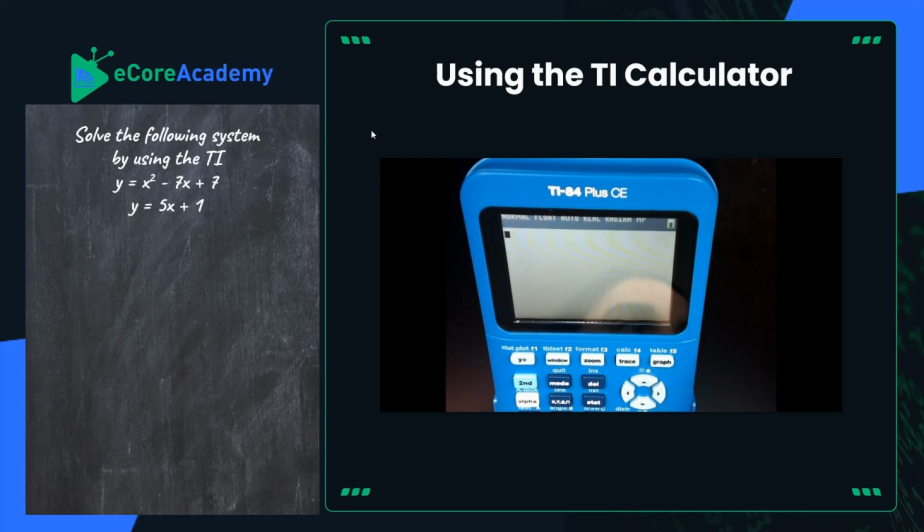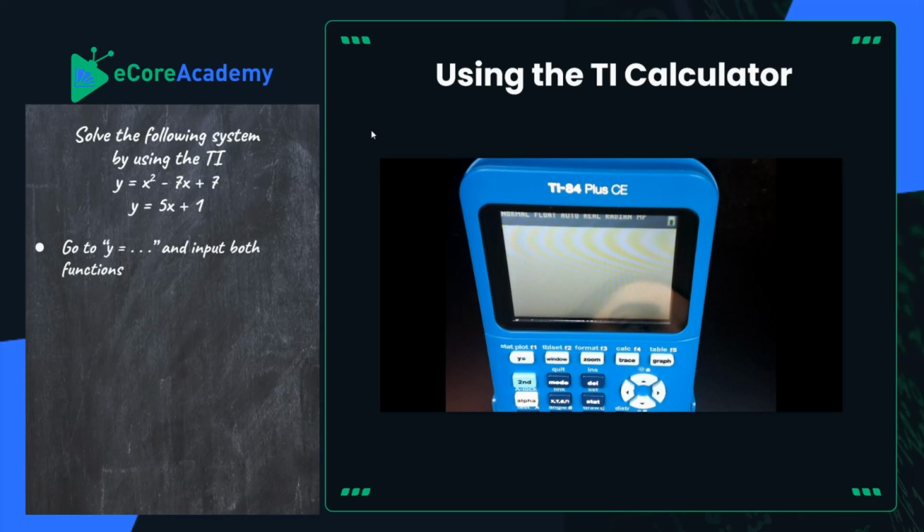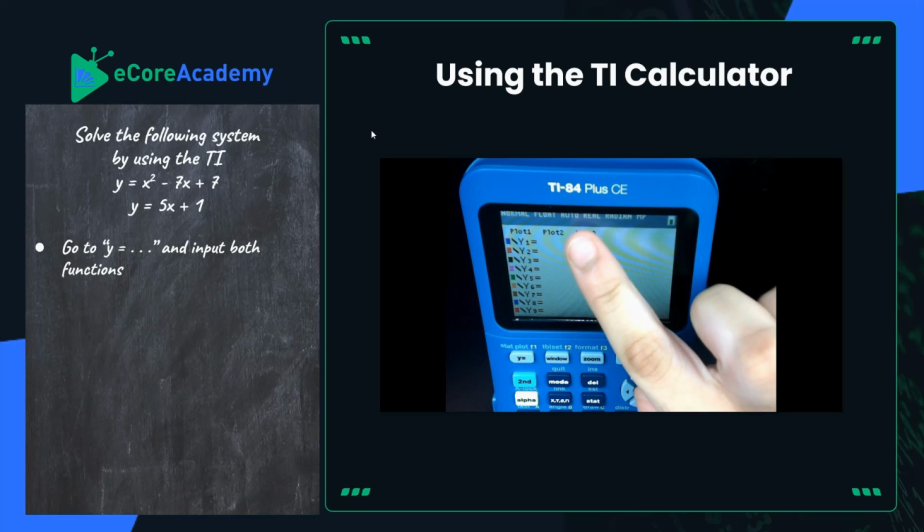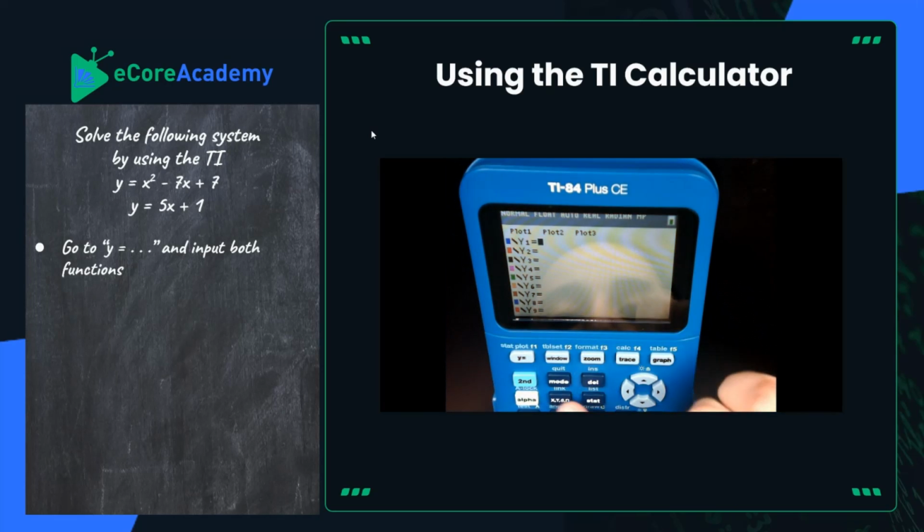So let's go about solving this problem, and the steps are written on the chalkboard to the left. So go to your y equals and input both functions. So I'm going to go to my y equals button, which is up here. I'm going to input the first function here. The first function is y equals x squared minus 7x plus 7, so let me input that.